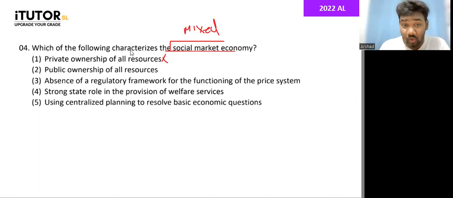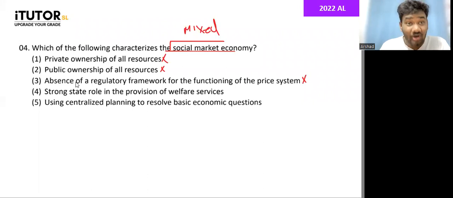Can you say public ownership of all resources? Can you say the government owns everything? No, you can't say government owns everything. Can you say there is an absence of a regulatory framework for the functioning of the price system? Can you say that in Sri Lanka there is no price mechanism? Again, no. There is a framework. There is demand and supply, and based on that the price of a good is determined. So you can't say number 3 as well.